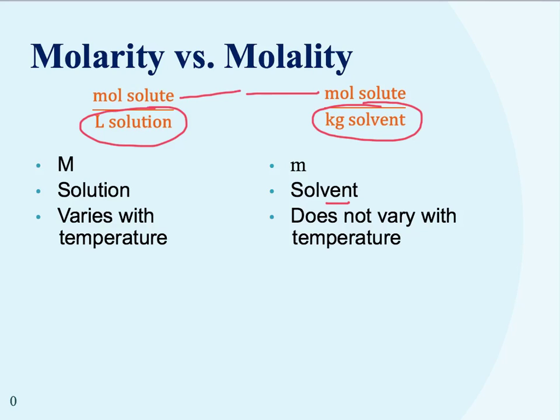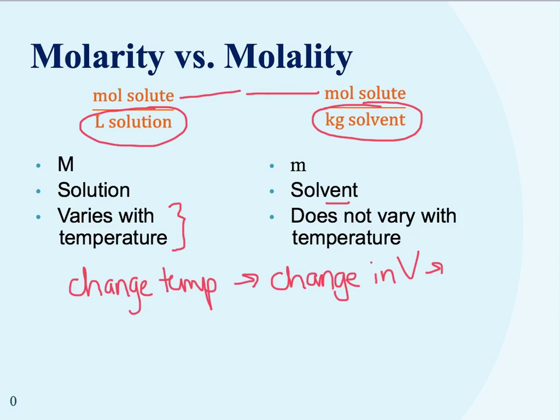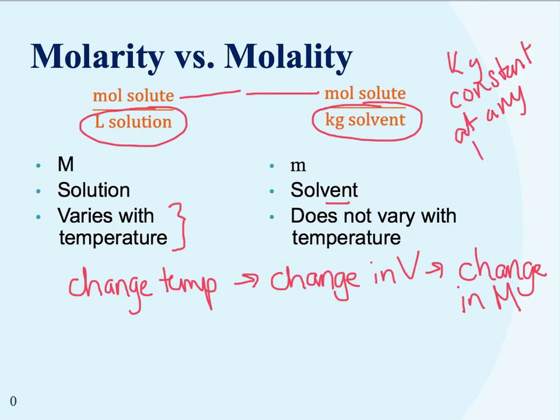The big thing, and the reason we have to worry about using molality, is, why not just always use molarity? Molarity will vary with temperature. As I change temperature, I'm going to see a change in the volume, and therefore I will see a change in molarity. However, with molality, I know that the kilograms of solvent is going to be constant at any temperature. The mass of a substance is not going to change, and as a result, we can put kilograms of solvent, and then we can figure out what our molality is.